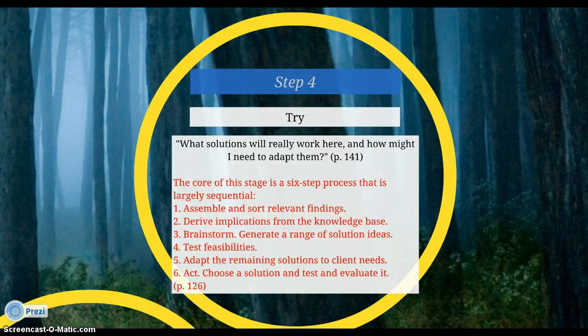4 is test feasibilities. 5. Adapt remaining solutions. This offers the change team the ability to adapt or reinvent the changes. And 6. Act. Choose one or more than one solution. Pilot it and evaluate the results to eventually arrive at a decision.